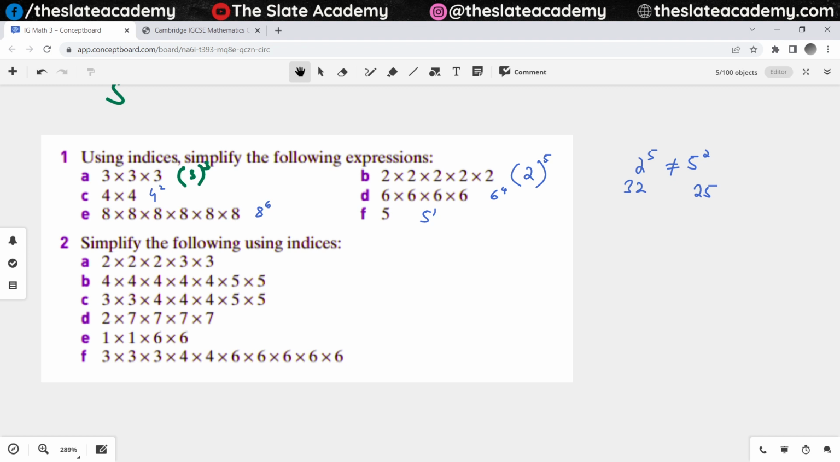Okay. Now, simplify the following using the law of indices. So what we do, there are 3 2's multiplying with each other and 2 3's. So it would be 2 to the power 3 multiplied by 3 to the power 2. Okay. So 2 to the power 3 is 8 and 3 squared is 9. So 8 times 9, which is 72. Right?